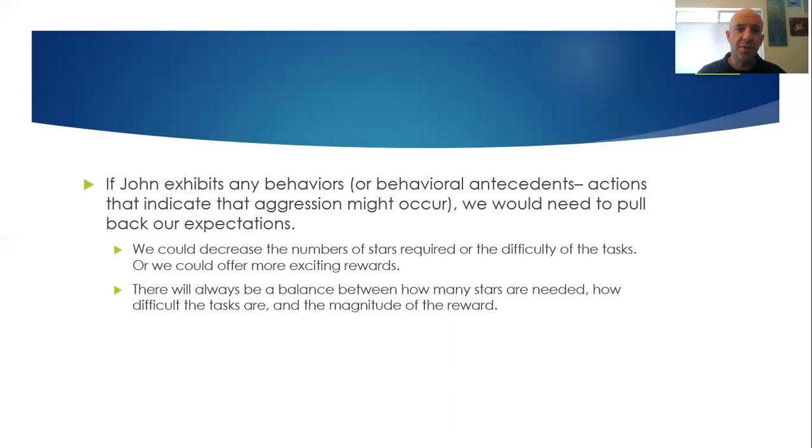And so one example, you could decrease the number of stars. You could decrease the difficulty of the tasks, or you might have to rethink what rewards you're putting on that. What are you working for? I'm working for an icon, whatever that might be, might not be enough. So it's a balancing act between how many stars are needed, the difficulty of the tasks, and then the magnitude of the reward. Those things are all going to be something you have to balance as you go. And because there's three of them, there's three different variables there.